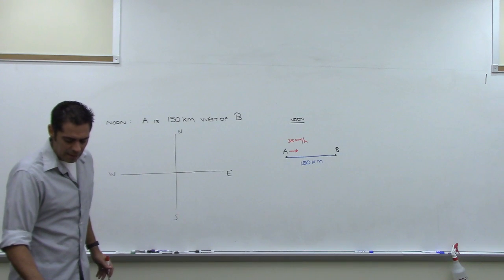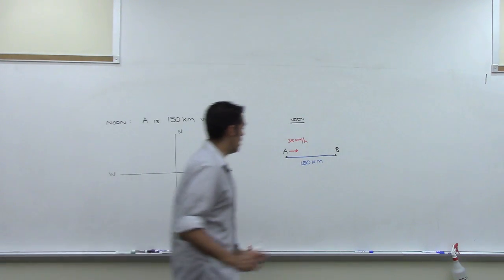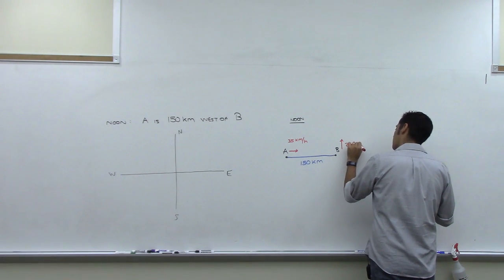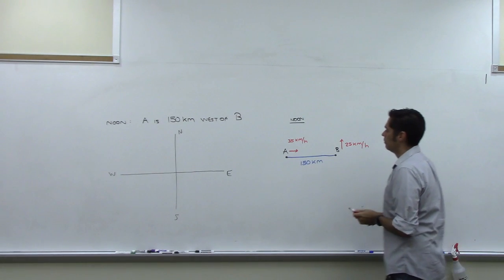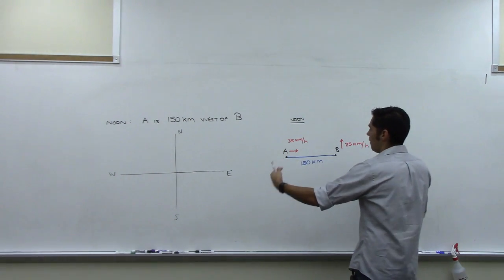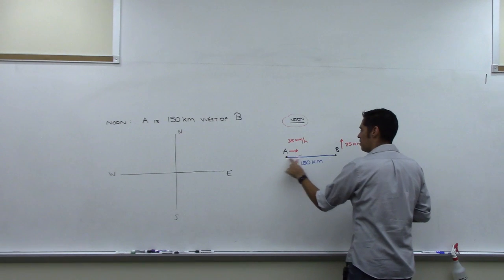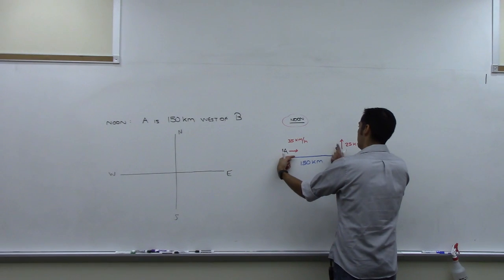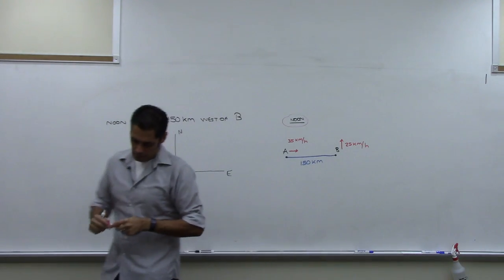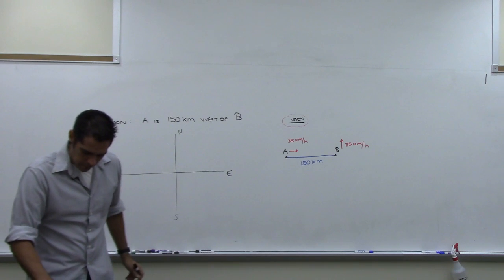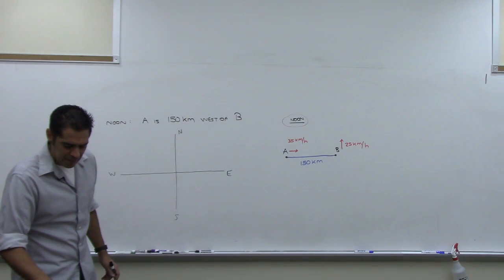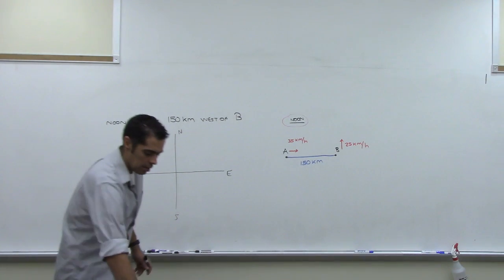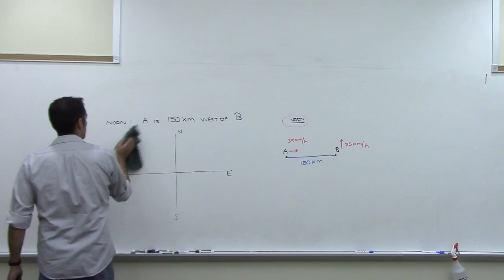Ship B is sailing north at 25 kilometers per hour. So this ship is sailing north at 25 kilometers per hour. Okay, so they're sailing at exactly noon. This one's 150 kilometers west of this. A is west of B, but A is moving this way and B is moving that way. How fast is the distance between the ships changing at 4 p.m.? All right, so let's look at what's happening at 4 p.m.